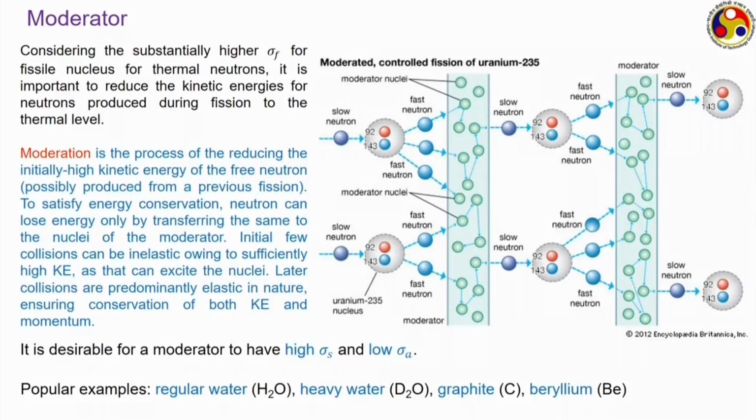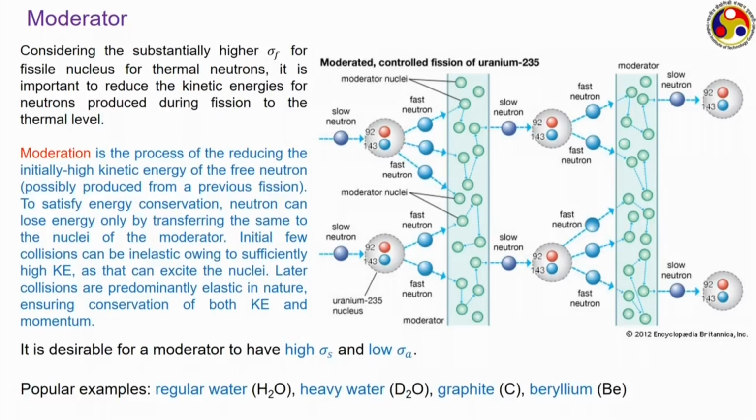Heavy water refers to the water where the hydrogen is actually deuterium. So, heavy water and regular water both are very good moderators. Graphite can also be used. Beryllium also has found some applications as moderator, whereas certain hydrocarbons have also been proposed recently. The reason for choosing these materials we shall be seeing very shortly.